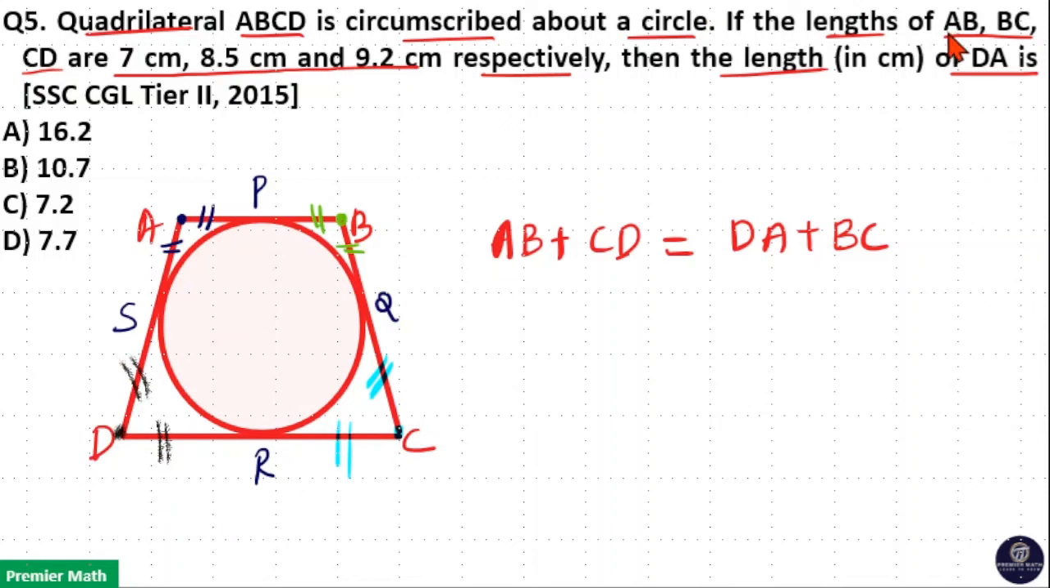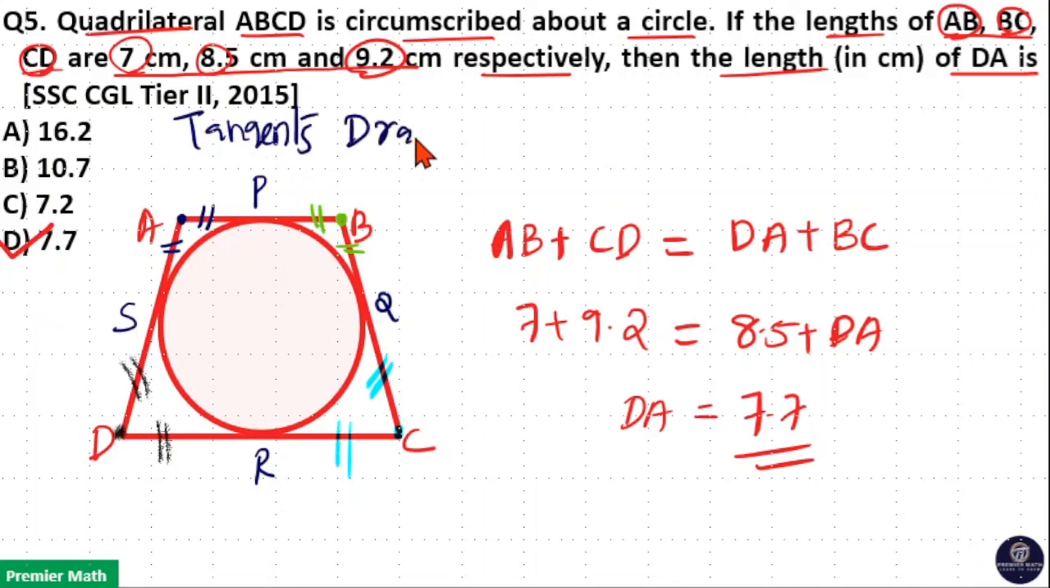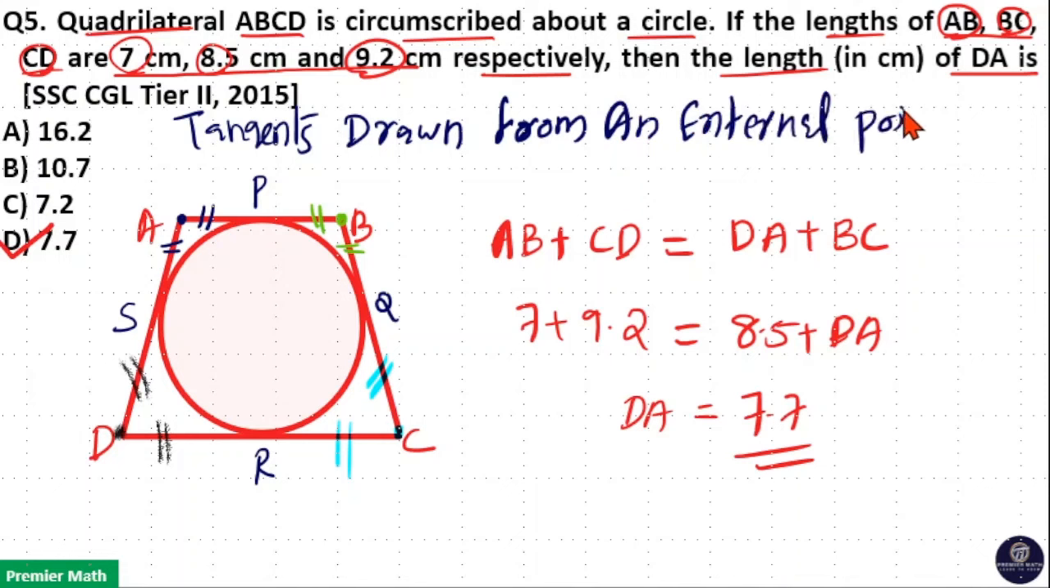So from the question, here AB and CD length are 7 and 9.2. So 7 plus 9.2 is equal to, BC length is 8.5, 8.5 plus DA. Now 9.2 minus 8.5 is equal to 0.7, which means DA is equal to 7 plus 0.7, 7.7. So option D is your answer. That is, tangents drawn from an external point are always equal.